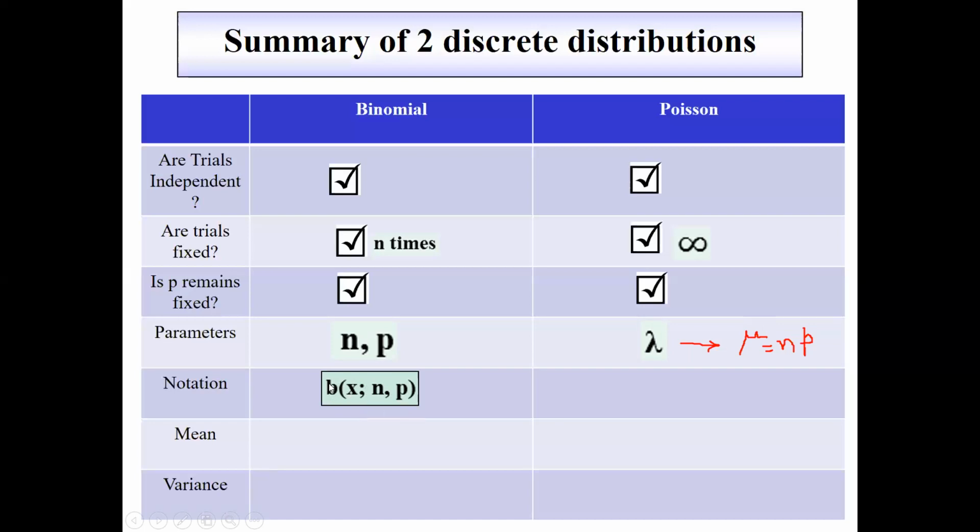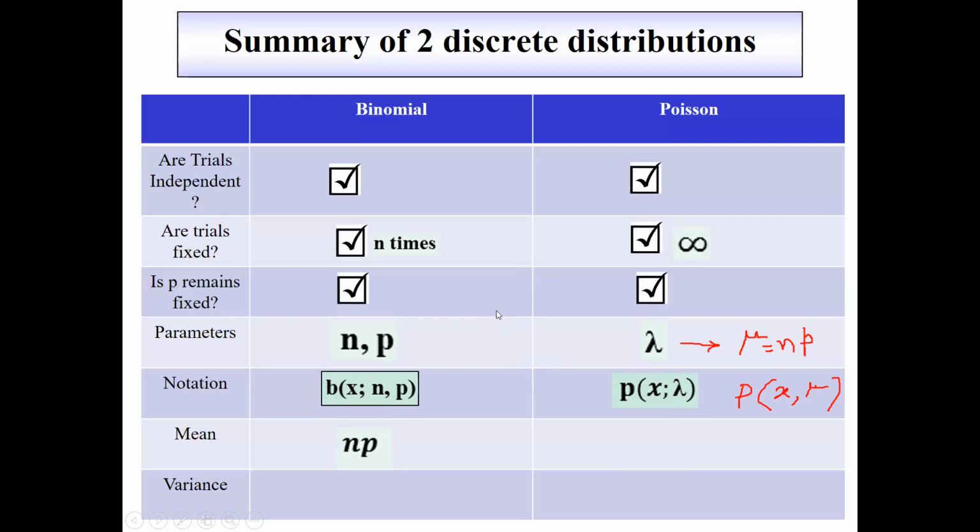B stands for the binomial. The binomial distribution can be described by B, X, N, P, while Poisson distribution can be represented by X and lambda, or X and mu. We can also represent this as P, X, mu. If we are representing the parameter by mu, then the notation will be this. Otherwise, we can use it as Px.